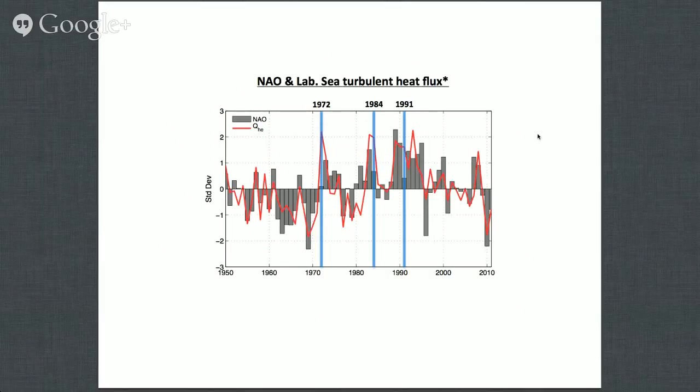This plot shows the NAO index bars and the heat flux in the Labrador Sea, the red line here. You can definitely see that they are highly correlated, but in these years they don't agree well. For example, in 1972, the NAO was almost neutral, but the heat flux was very strong. The same happened in 1984 and 1991.